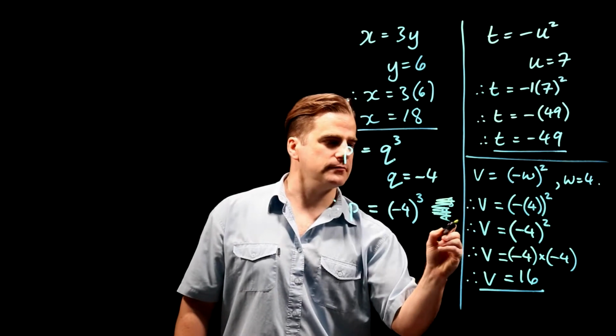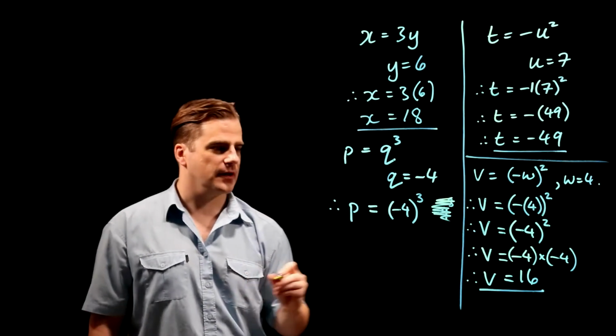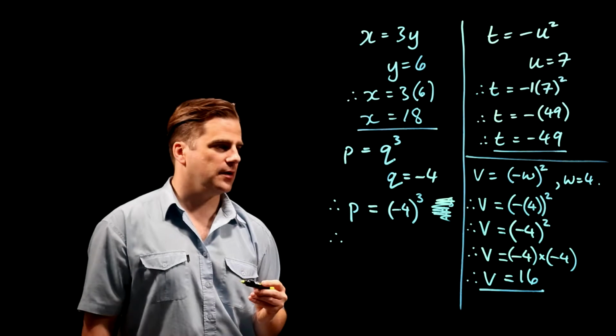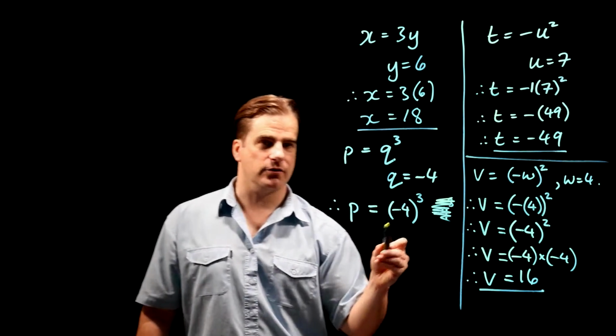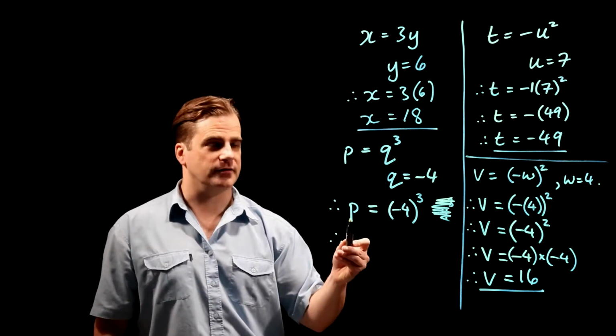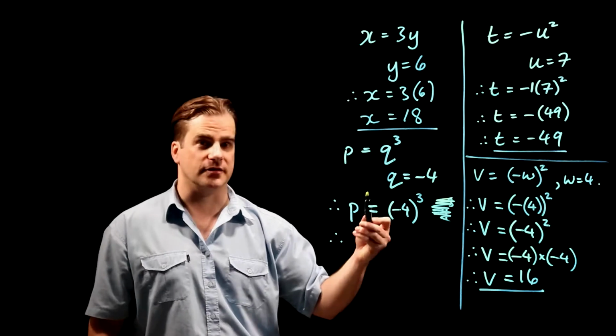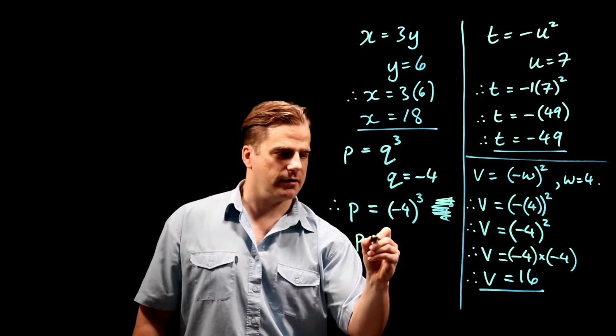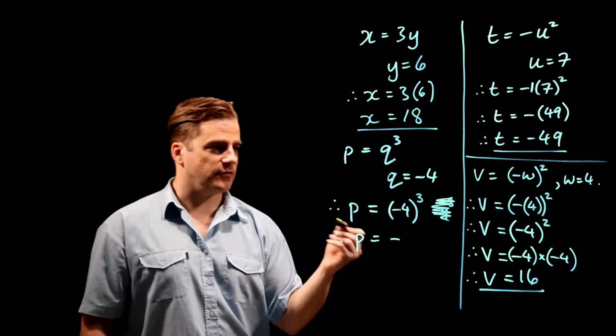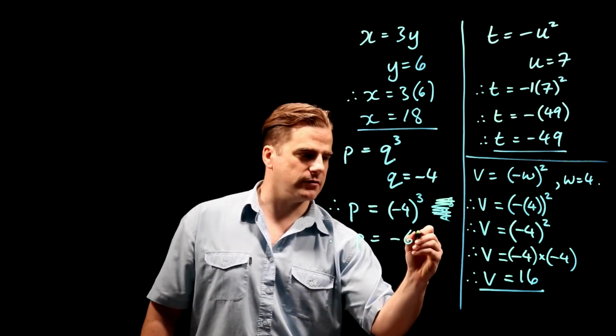Okay, so therefore minus 4 times minus 4 times minus 4, it's a minus times a minus, which is a plus, times another minus, which is a minus. Okay, 4 times 4 is 16, times 4 is 64.